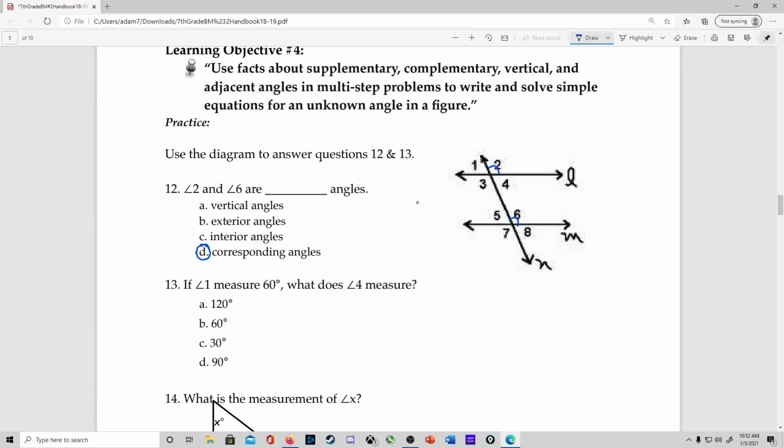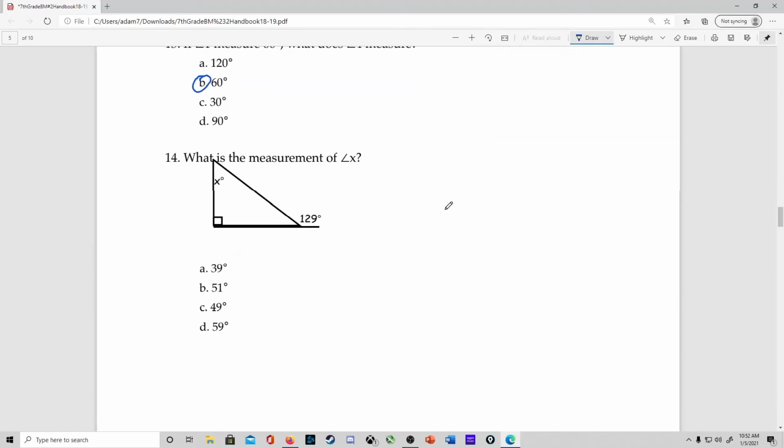Okay, if measure 1 is 60, then what is measure 4? Well, these are vertical angles, and we know vertical angles are congruent, so that's also going to be 60. All right. Again, what is the measure of angle X?